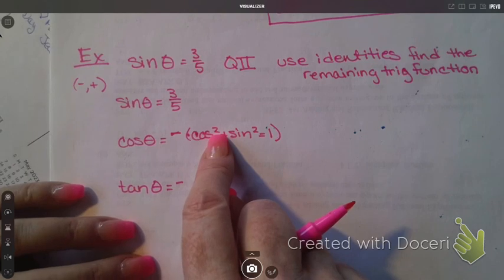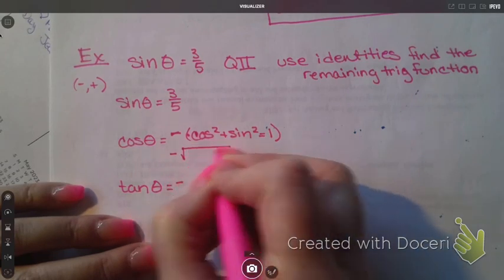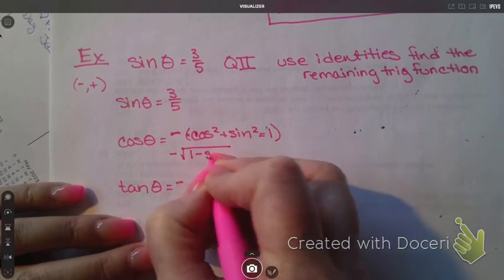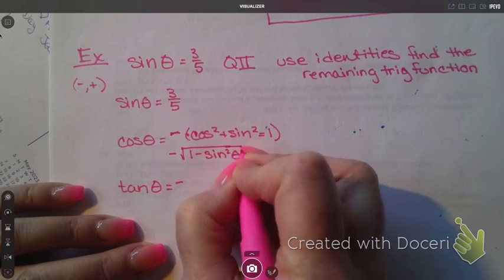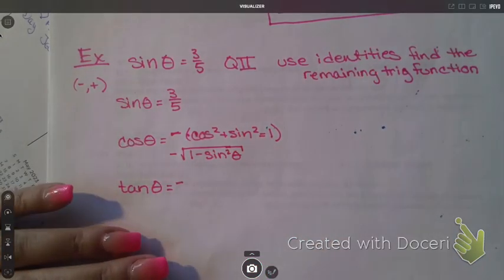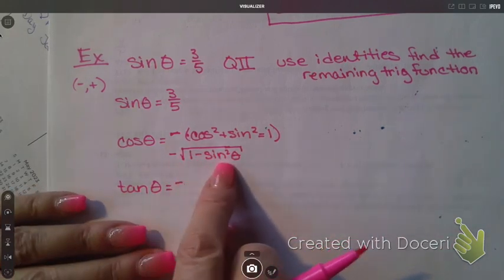So is it basically you're solving the Pythagorean theorem? Yeah. So negative the square root of 1 minus sine squared. I want to see this written on your paper. Got me? So negative the square root of 1 minus sine squared.